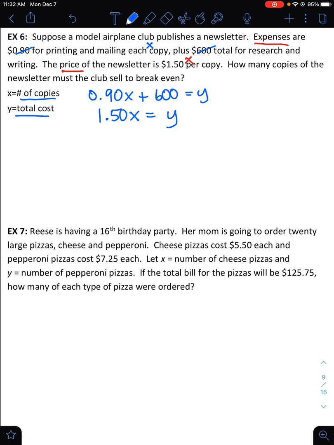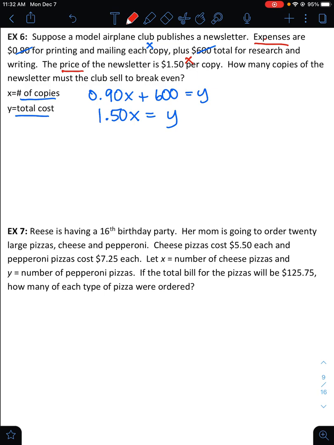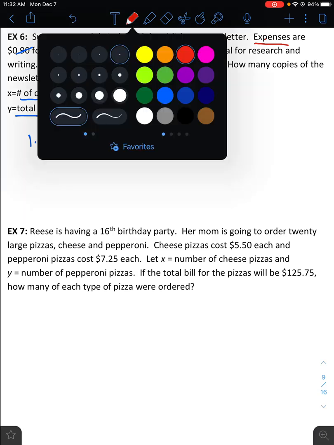So I'm going to do some substituting. Because 0.9x plus 600 is Y, wherever I see a Y in the second equation, I can plug that in. So I am going to have 1.50x equals, instead of writing Y, let's write what we're plugging in. I'm going to switch colors here. So I'm simply replacing what Y is equal to into the second equation.